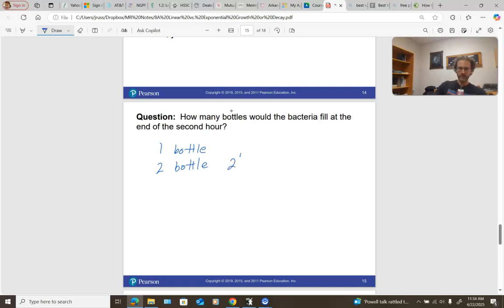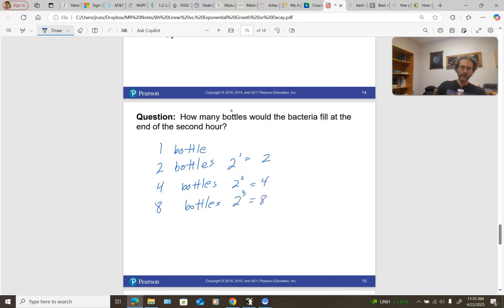And this would be the same as 2 to the first. So the process just repeats, except in this case it's more like we're counting bottles. The bottles are doubling. At the end of the second minute, we would have 4 bottles, or in other words, 2 to the second power is 4. At the end of the third minute, we would have 8 bottles. I need to pluralize these, by the way. And that's the same as 2 to the third, which is 8.